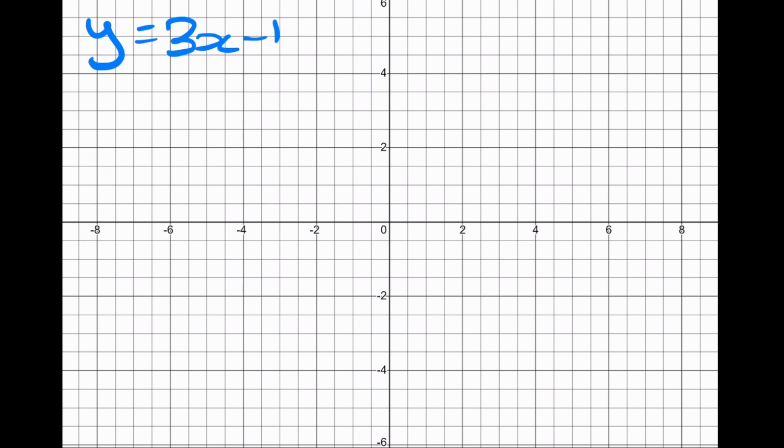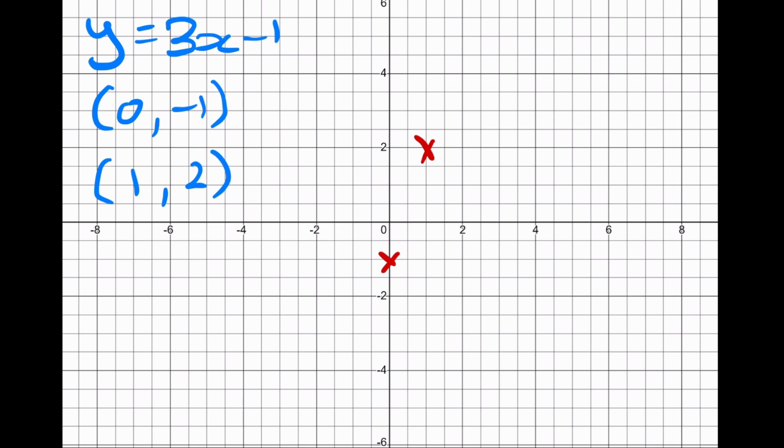And I'm in a rush because it's an exam, so I go, okay, right, let's put in 0 for x. So 3 times 0 is 0 minus 1. So I put 0, negative 1 in like this. And then I do, okay, right, next easiest one is 1. So 1 times 3 is 3, minus 1 is 2. And those are the two coordinates that I'm then going to plot. Here you go, 0, negative 1, and 1, 2, okay?